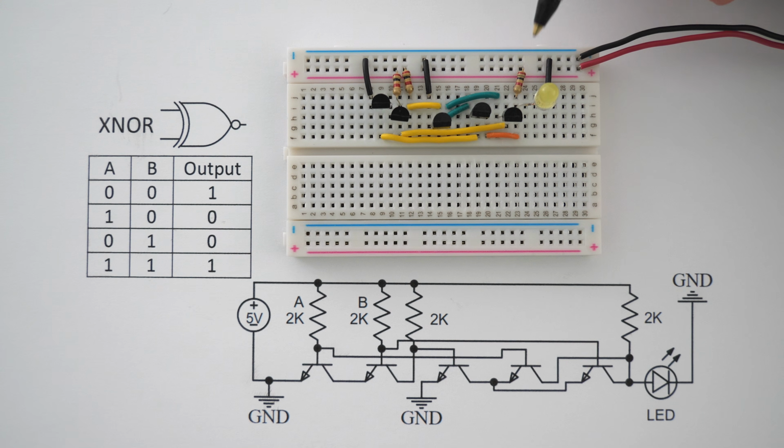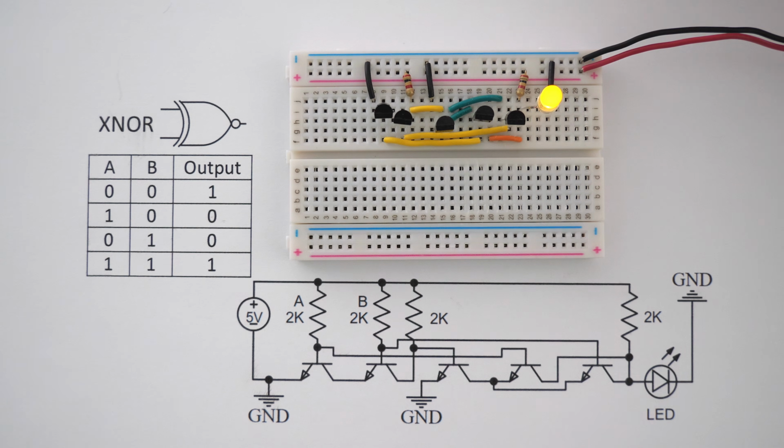And none of the current will flow from this positive 5-volt rail into this ground, which is why the LED is off. And finally, we have the case where inputs A and B are both off. And in this case, all of the current from this positive 5-volt rail can't get to this ground because both of these transistors are turned off. And since they're both off, all of the current will flow from this positive 5-volt rail across the LED and into this ground, which is why the LED is on.